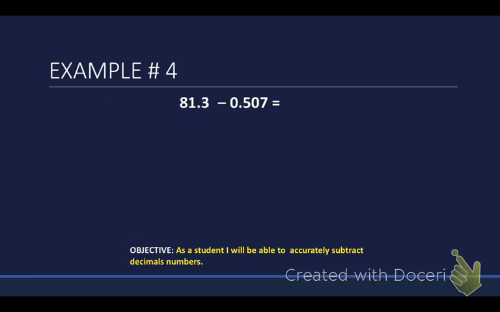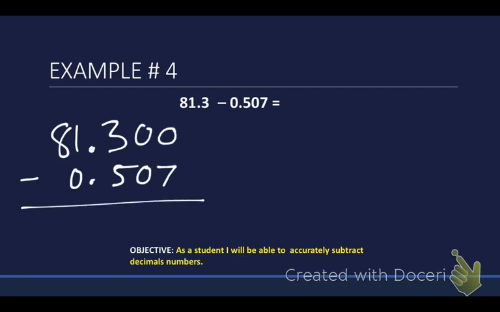Congratulations. Last one. All right. 81 and 3 tenths. Make sure you understand what you're doing because this is your last chance. We have 81 and 3 tenths. We're going to subtract 0 and 507 thousandths. Use our zeros as placeholders.